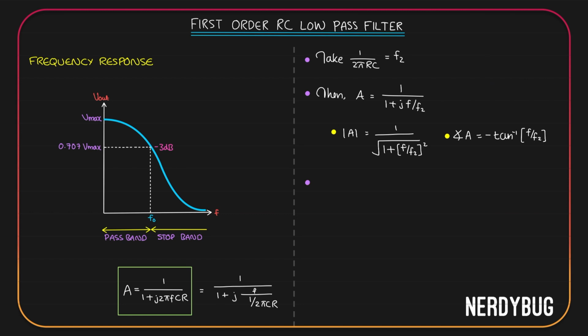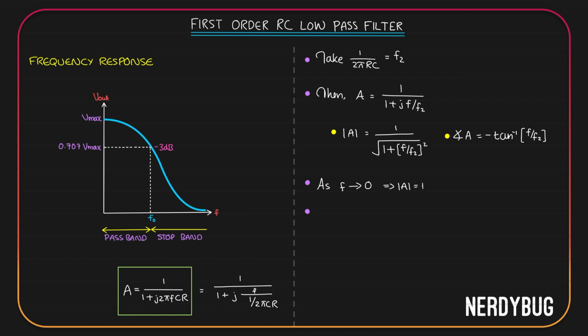Let us see what happens to the magnitude of the gain as the frequency of the input tends to 0. If f becomes 0, f by f2 is 0. So magnitude of A becomes 1. That means at the lowest frequencies, gain takes its maximum value.